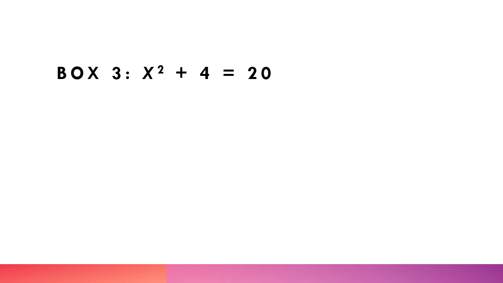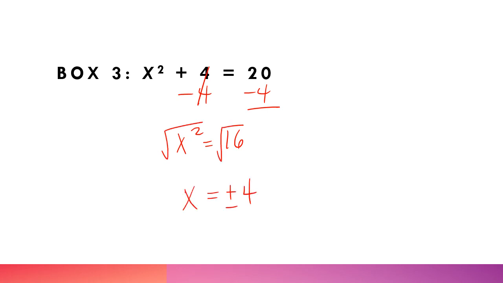All right, so let's try it again really quick here. So we have x squared plus 4 equals 20. So I'm going to subtract 4. Leaves me with x squared equals 16. Take the square root, and we have x equals plus or minus 4. So our solutions are x equals negative 4 and x equals positive 4.